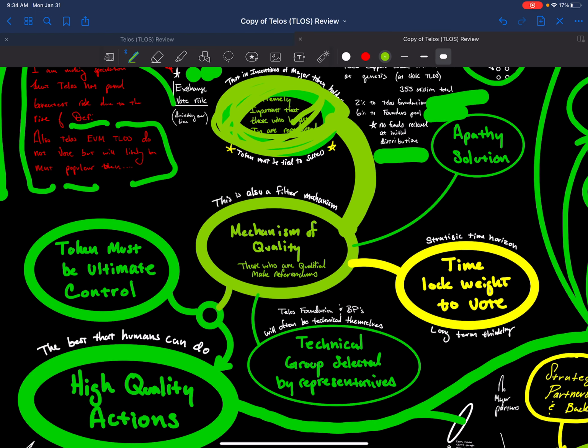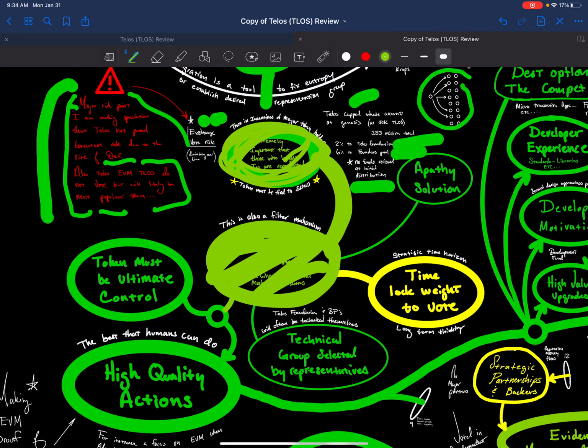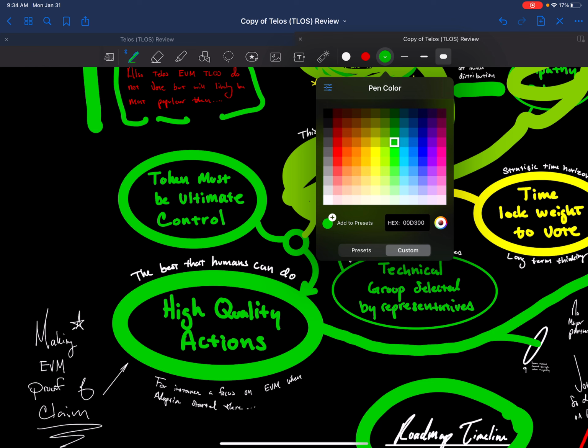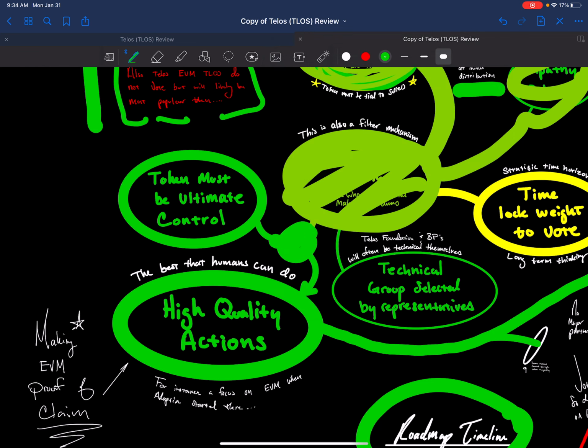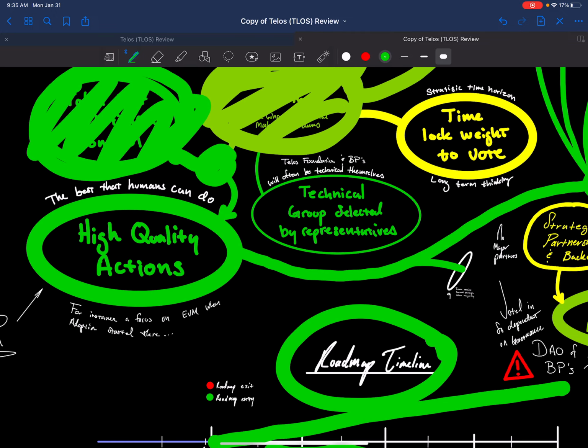All right. So mechanism quality: because people vote for who runs the network, they'll vote for those who add value. And that's the apathy solution. And that also means mechanism of quality, meaning that they're going to vote in people who are adding quality to the system. So the token is the ultimate control of this blockchain, which is a good design, in my opinion.